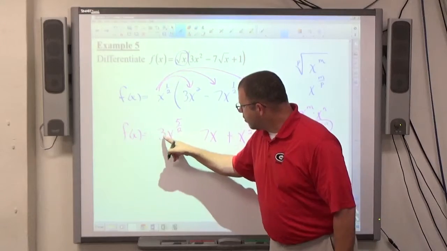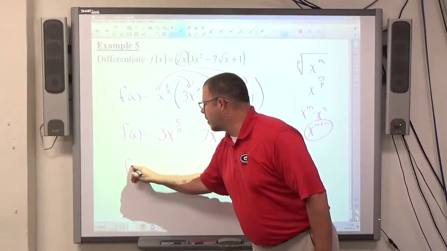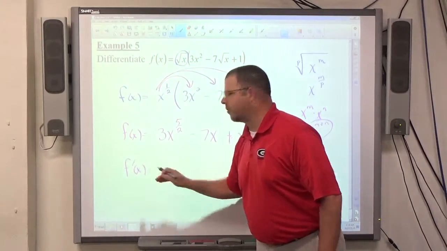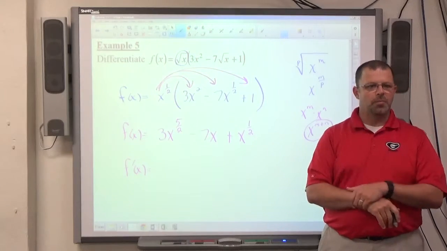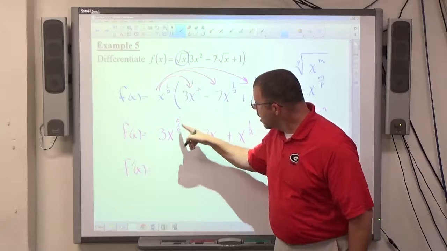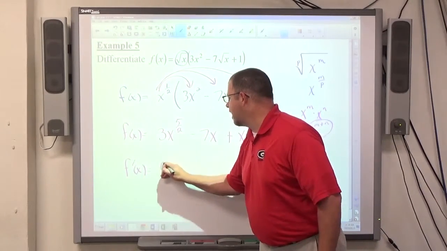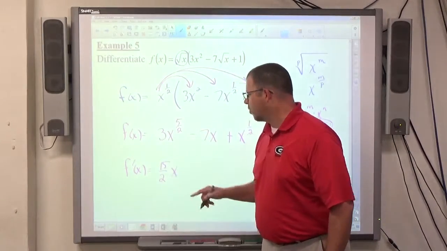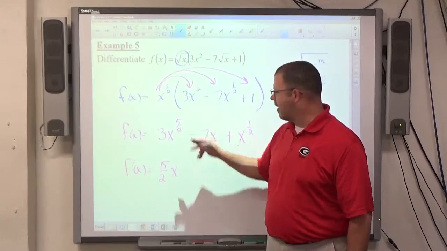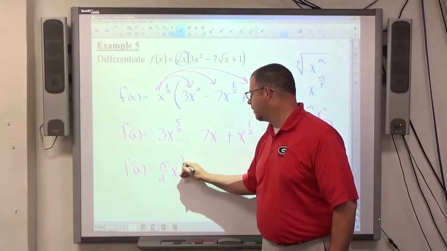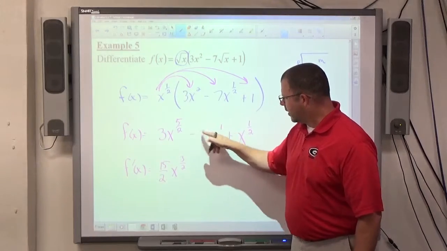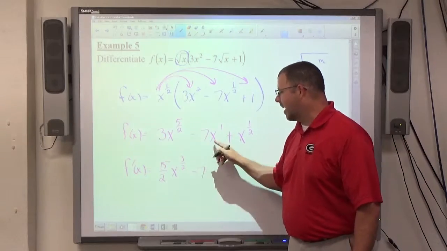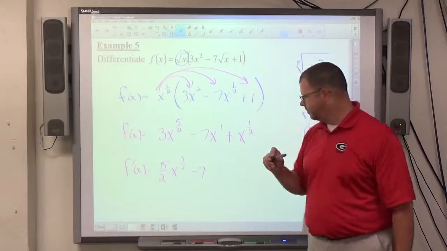So 3x to the 5 halves. Now I'm doing my calculus. Now I'm applying one of my differentiation rules, so I'm going to put that f prime on it. Once I start doing calculus, the prime goes on my f. 5 halves times 3 is 15 halves. The rule says then I subtract 1 from the power: 5 halves minus 1 is equal to 3 halves. Minus 7x to the first. 1 times negative 7 is negative 7. I get x to the 0, better known as 1.